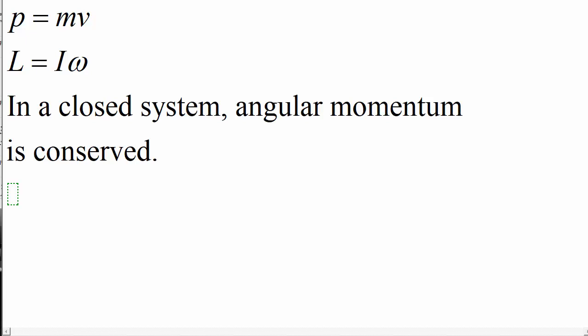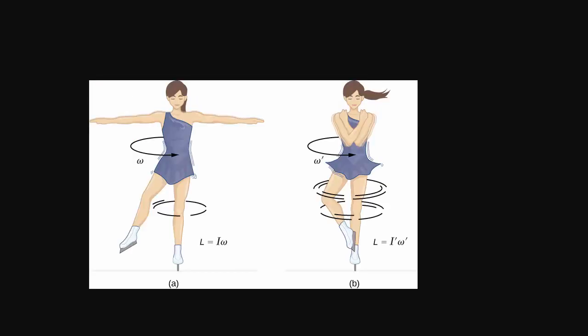The important thing to know about angular momentum is that in a closed system, angular momentum is conserved. Let's take a look at the case of an ice skater spinning. When the ice skater's arms are outstretched, her rotational inertia is great as more of her mass is farther from the axis of rotation. But when she pulls her arms in, her rotational inertia gets less.